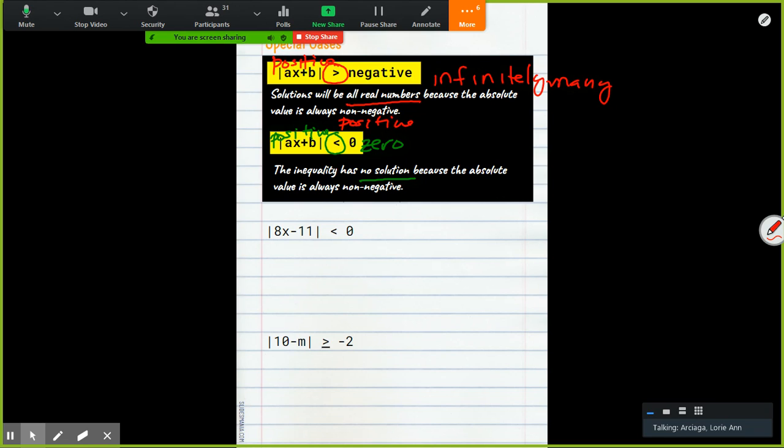What will you write for these? For this example, is it all real numbers or no solution? Type in the chat. Will I put all real numbers or no solution? Still waiting in the chat.